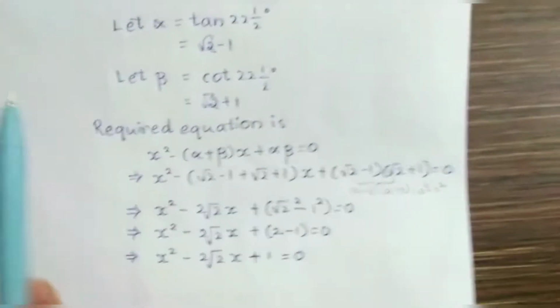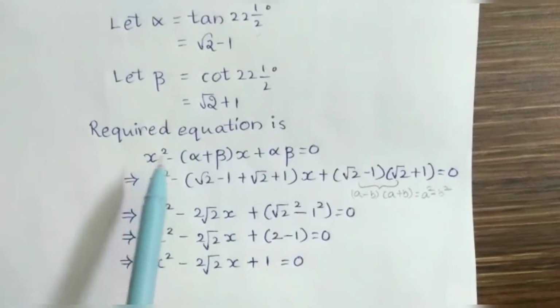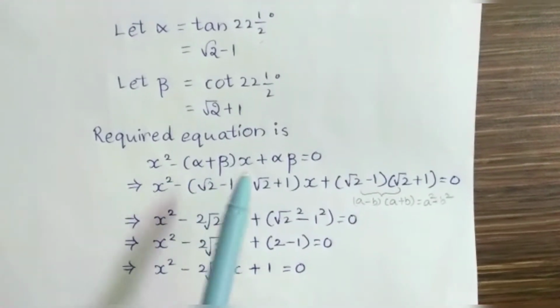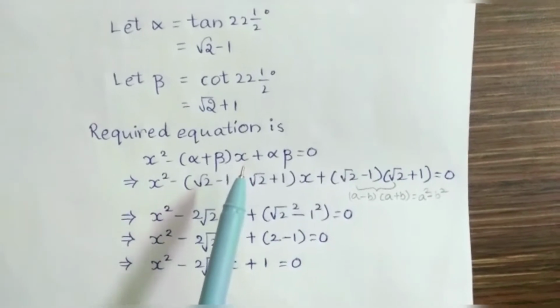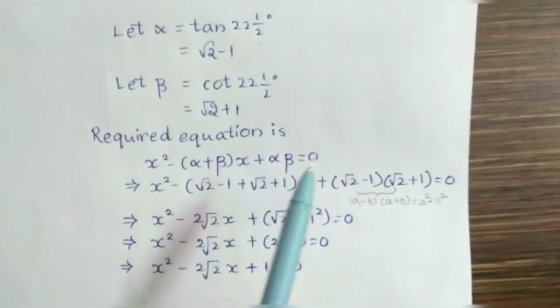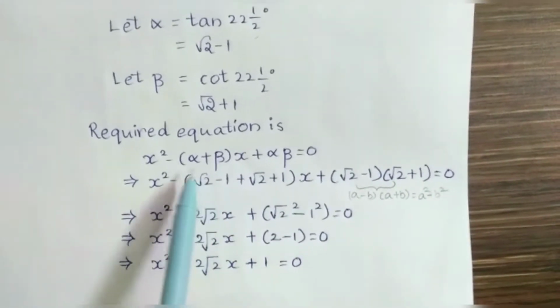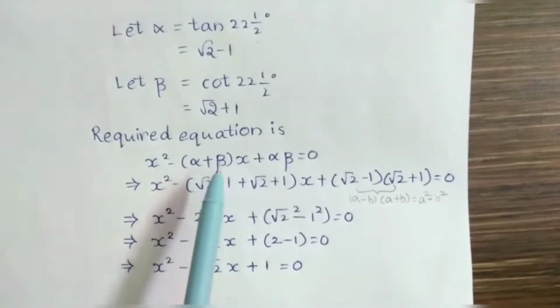So here the required equation is x square minus (alpha plus beta) times x plus alpha beta equals 0. So we need to substitute the values of alpha and beta.